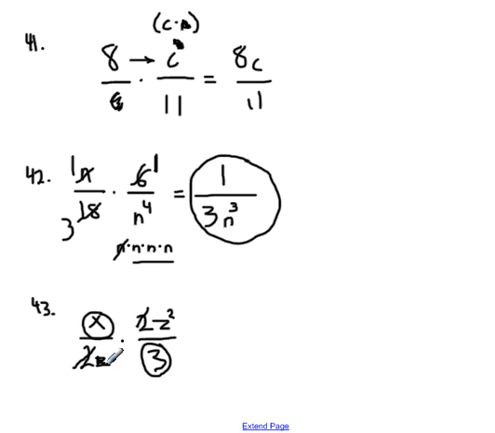This z will cancel with one of these. So on top, just write what you have remaining. You have an x, and you have one z, and underneath of it, all you have is a 3.